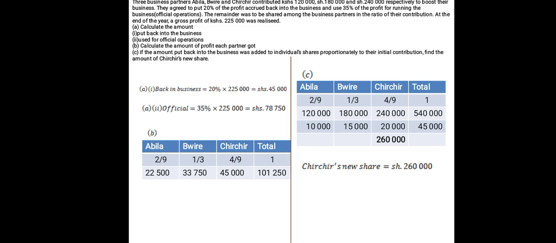That amount has to be shared between the three partners in the ratio of their contribution. So Abila gets 2/9, which is 22,500. Bwire gets 1/3, which is 33,750, and Chirchil gets 4/9, which is 45,000.